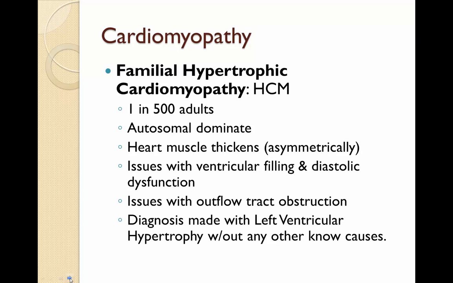We can also have familial cardiomyopathies. There's familial hypertrophic cardiomyopathy. 1 in about 500 adults have this. It's autosomal dominant, and it causes an asymmetrical thickening of the heart muscle. The issue is related to ventricular filling, and there's a diastolic dysfunction, and there are often issues in the outflow tract. The diagnosis is generally made when a patient has left ventricular hypertrophy, and there's no other illness or cause that should result in left ventricular hypertrophy.